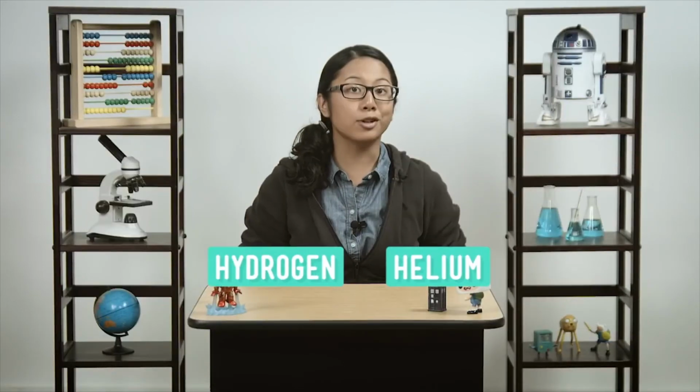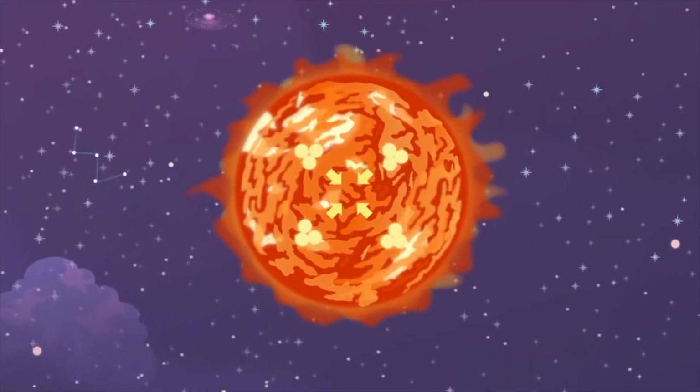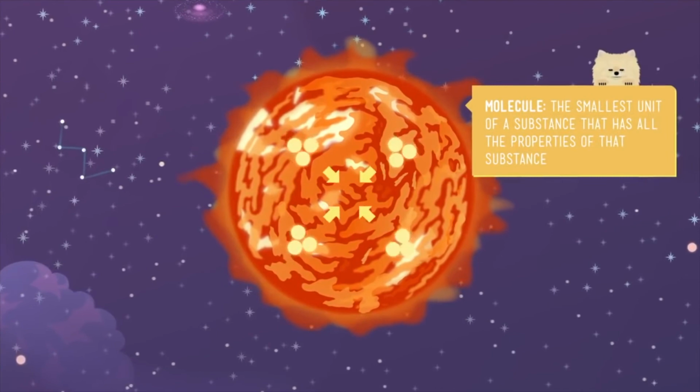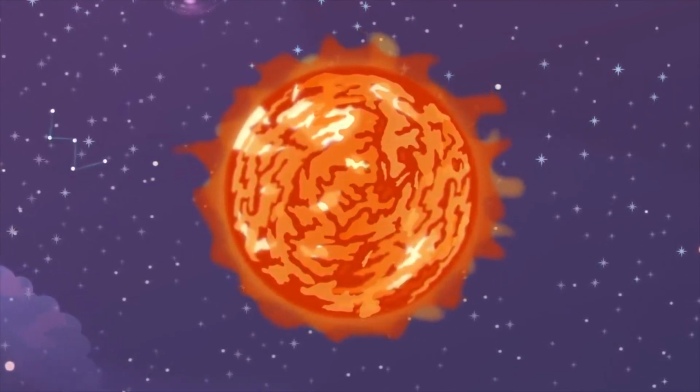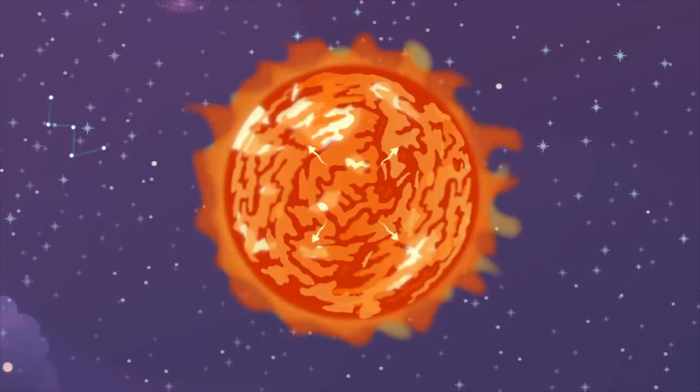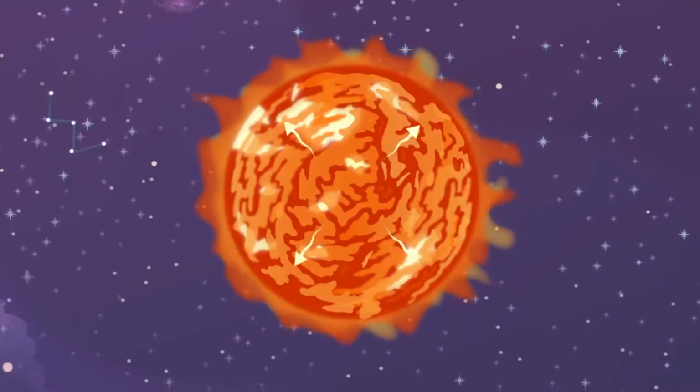Most stars are made up of mostly two kinds of gases, hydrogen and helium. During nuclear fusion, hydrogen molecules, really tiny units of hydrogen, smash into each other or fuse together to create helium. The enormous amount of energy that's created as a result of this fusion then travels out towards the surface of the star as heat and light and gives the star its glow.